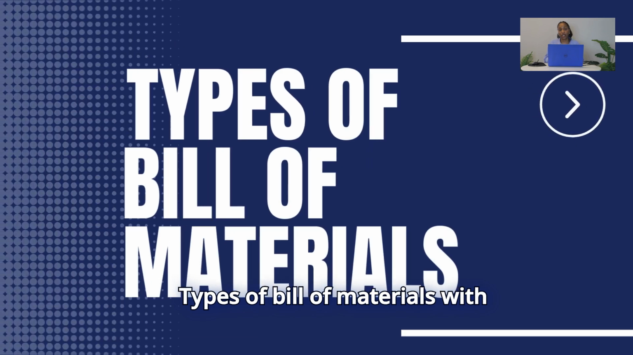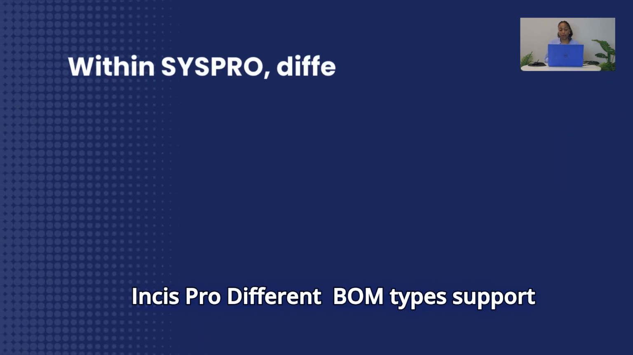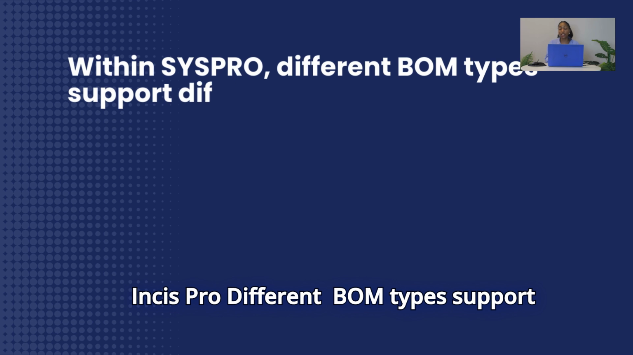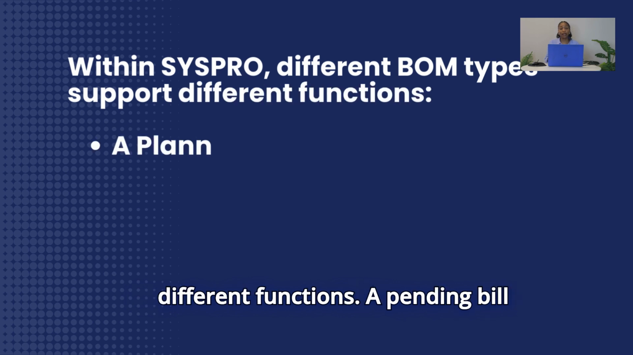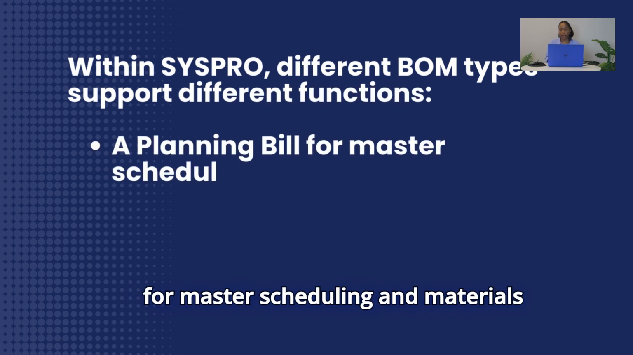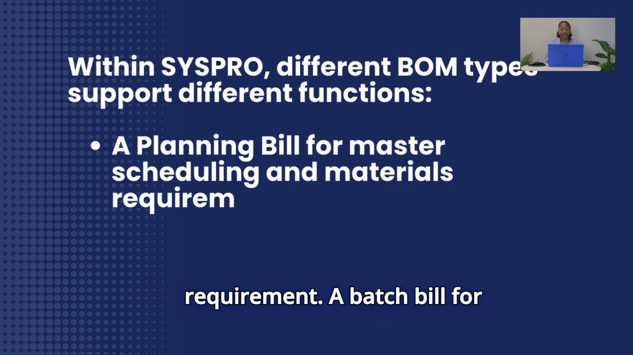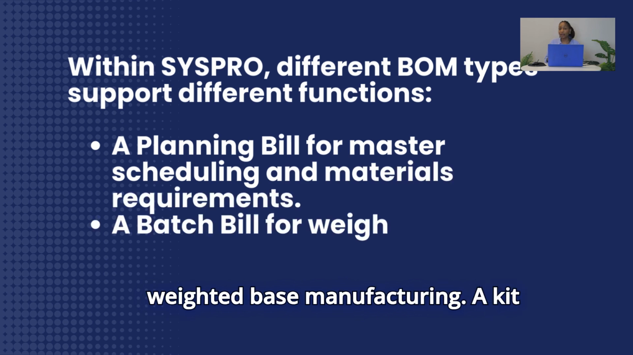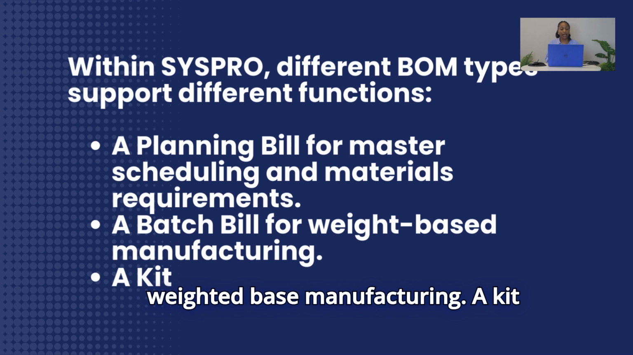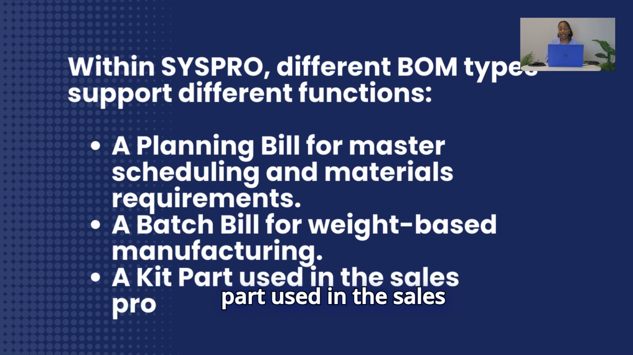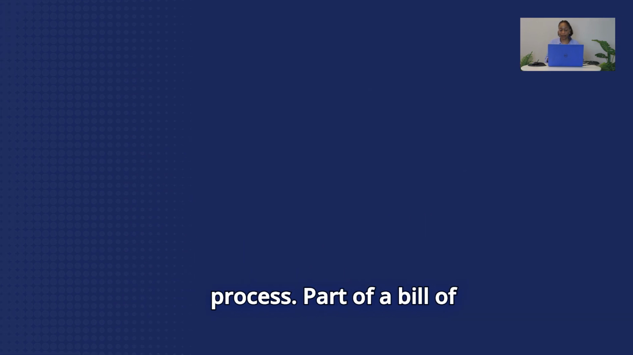Types of bill of materials. Within Syspro, different BOM types support different functions. A planning bill for master scheduling and materials requirement. A batch bill for weighted-based manufacturing. A kit part used in the sales process.